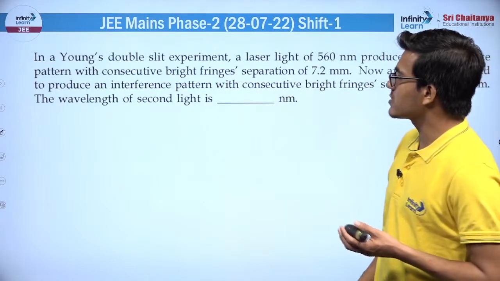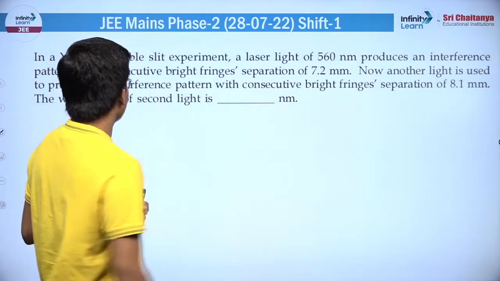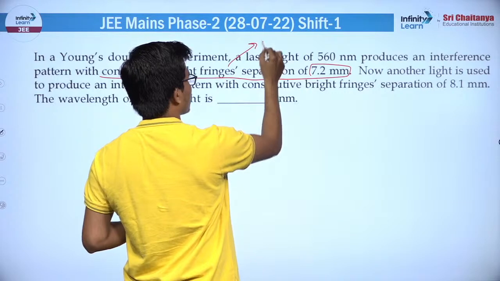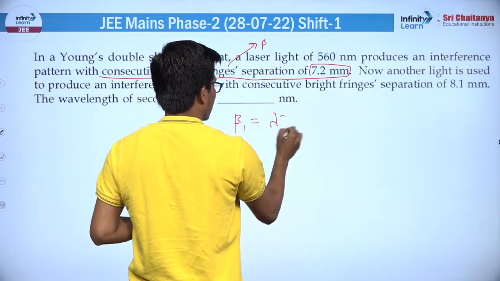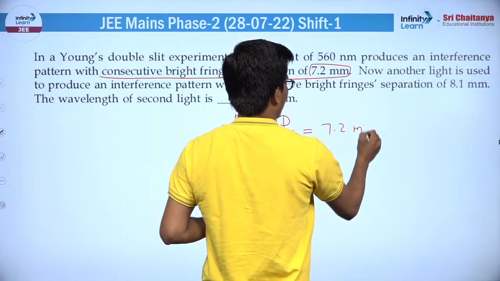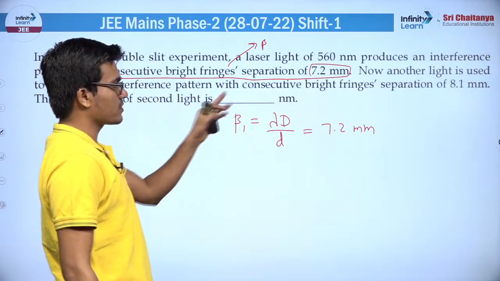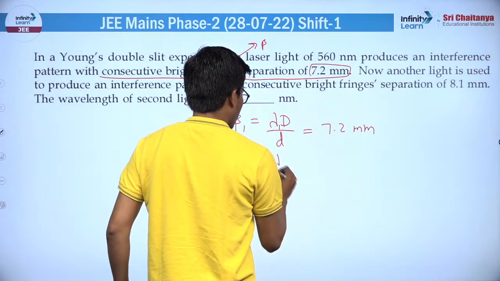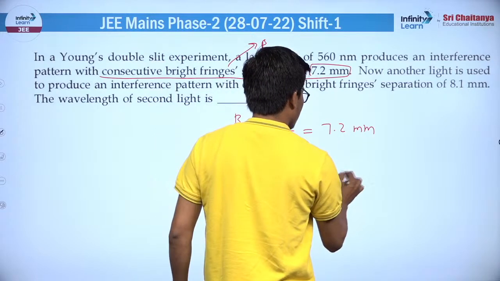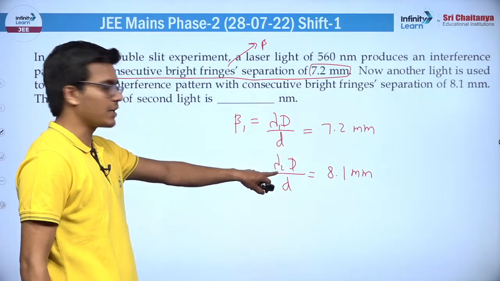Moving to the next question, a Young's double slit experiment, a laser light produces an interference pattern with consecutive bright fringe separation. That is something I guess known as fringe width, and fringe width is given by lambda D by d. That is, in first case it is given to you 7.2 mm. Now another light is used to produce an interference pattern with consecutive bright fringe separation. The new one is lambda 1, this is lambda 2 by d. In second case you have used another light which is again having another separation. Now what you have to do is you have to find the wavelength of second light, that is lambda 2.